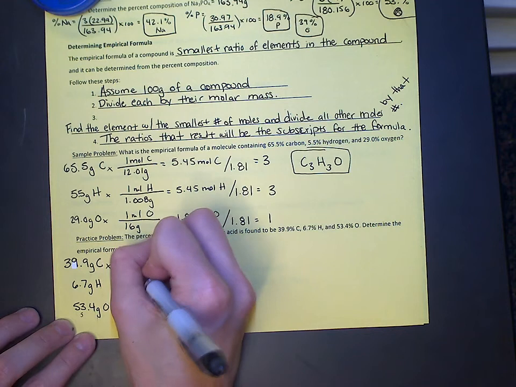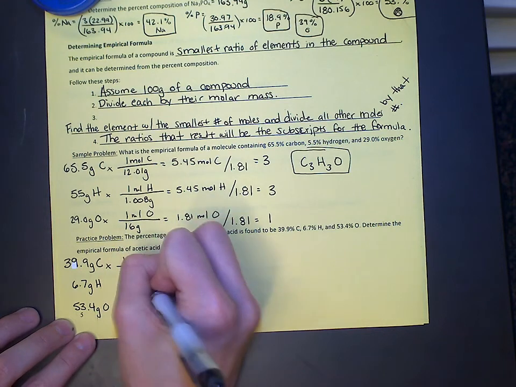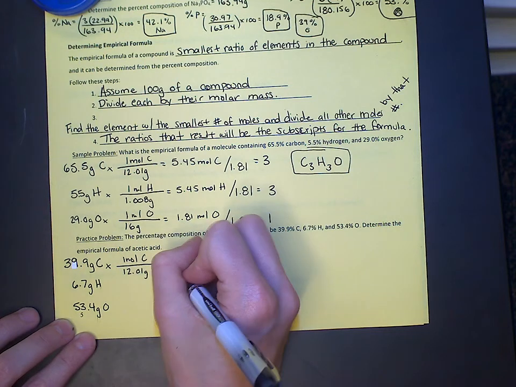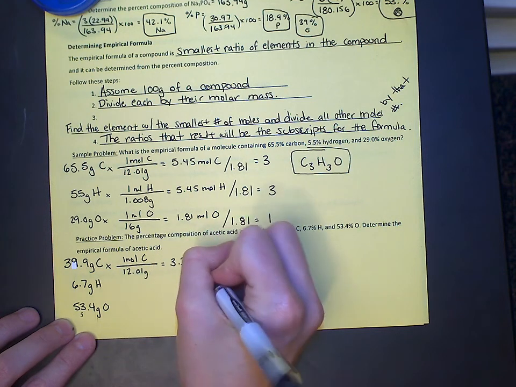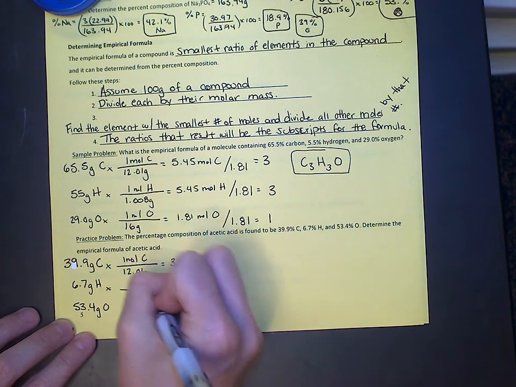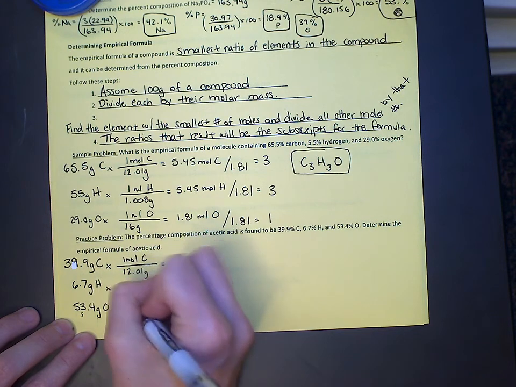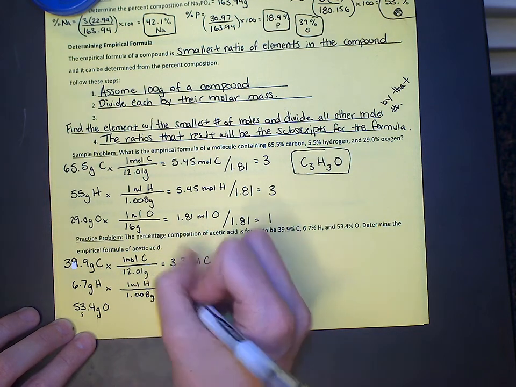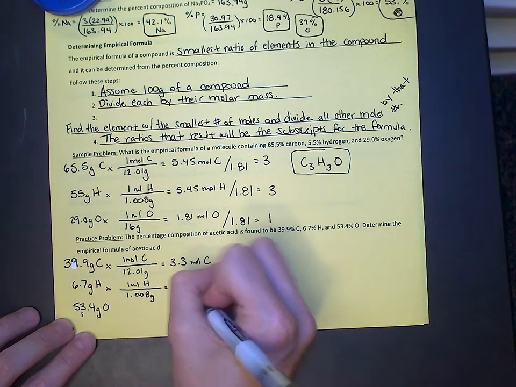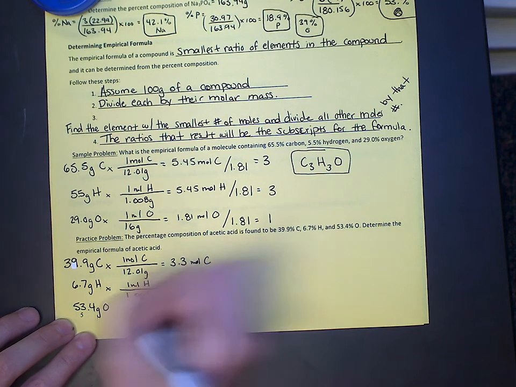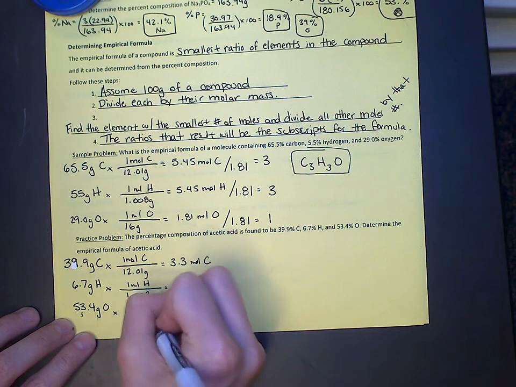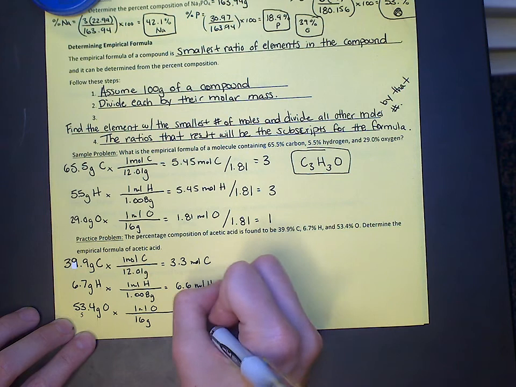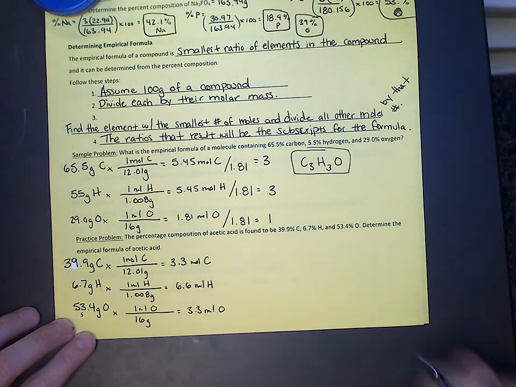So 1 mole of carbon divided by 12.01 grams, and that gets us 3.3. And then 1 mole of hydrogen is 1.008 grams, and so that ends up getting us 6.6. And then for oxygen, the same thing. 1 mole of oxygen is 16 grams, and so we end up getting 3.3 moles of oxygen.